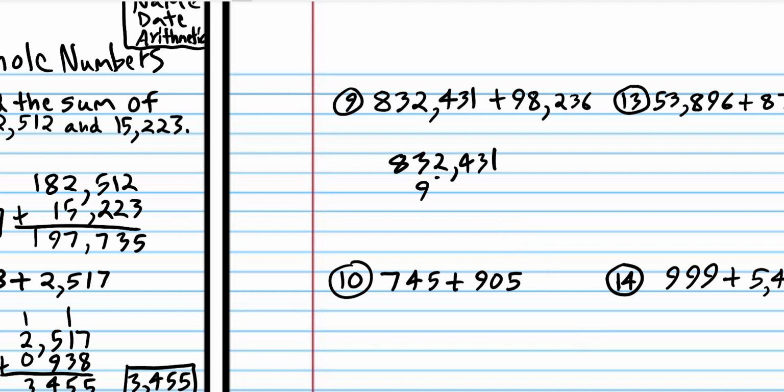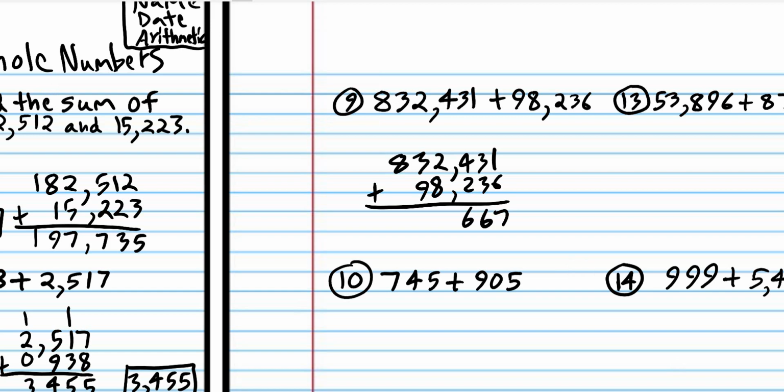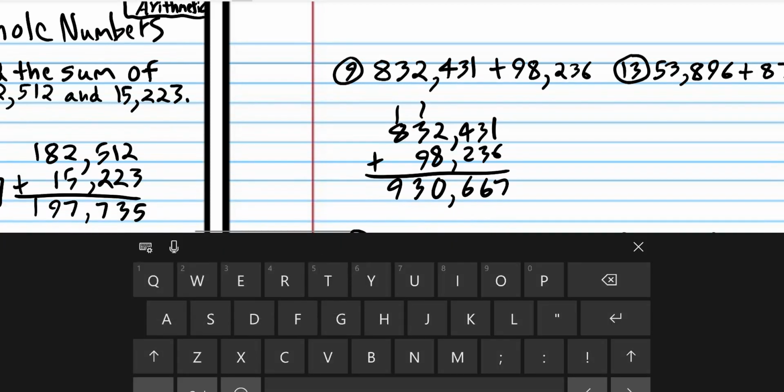832,431, 98,236. 6 plus 1 is 7. 3 plus 3 is 6. 4 plus 2 is 6. 8 plus 2 is 10. Carry the 1. 9 plus 3 is 12, plus 1 is 13. Carry the 1. 8 plus 1 is 9. Count 3 places over. There goes your comma.